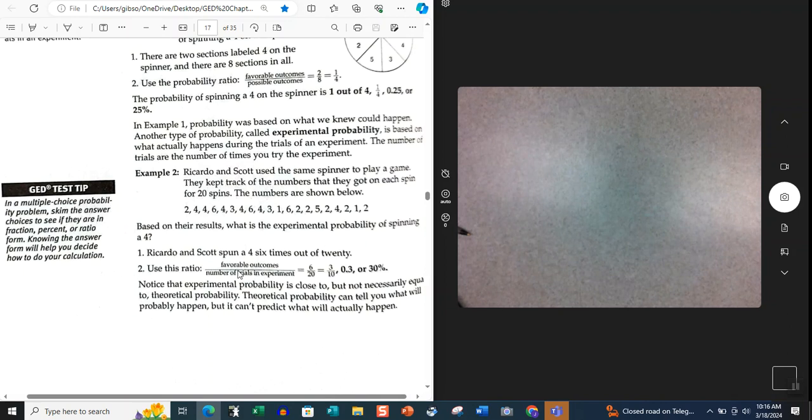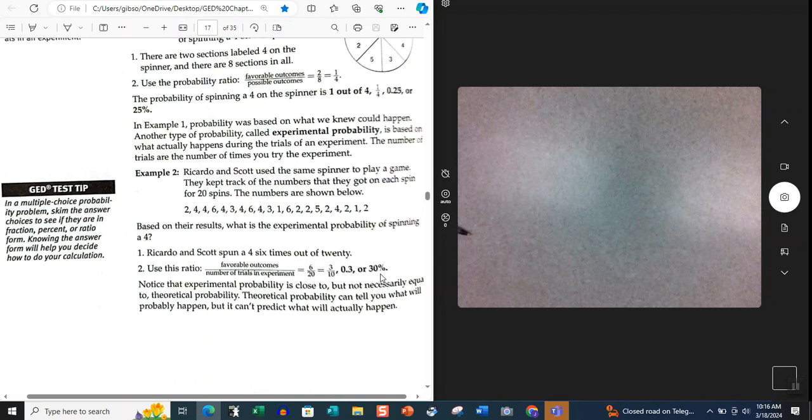So it says use the ratio. It's favorable outcomes divided by number of trials in experiment. So the only difference between the simple probability and the experimental probability is the denominator is saying the number of trials in experiment instead of possible outcomes. But it means the same. There were 20 outcomes from spinning that spinner. So that is your denominator here. So now we have 6 over 20, which is 3/10, 0.3 or 30%.